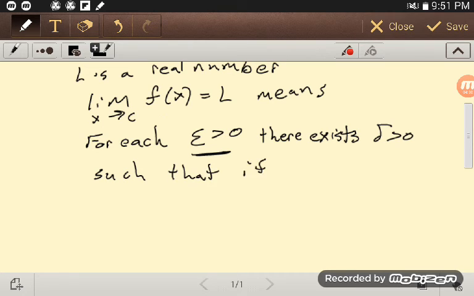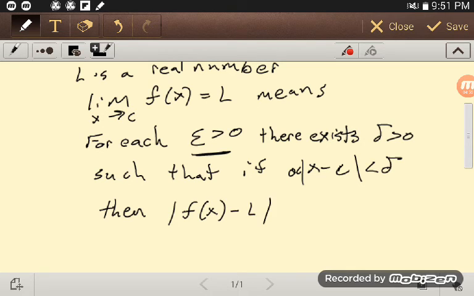if 0 less than the absolute value of x minus c is less than delta, then the absolute value of f of x minus L is less than epsilon. Holy crap, what did he just write there, right? We just attacked you with math.